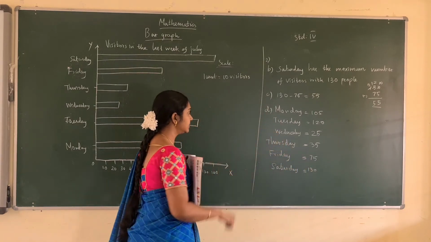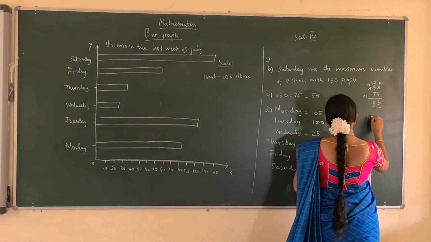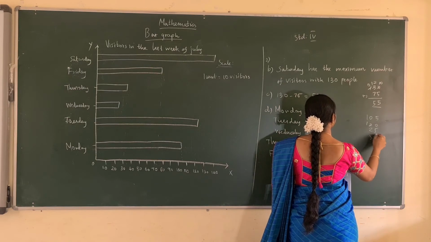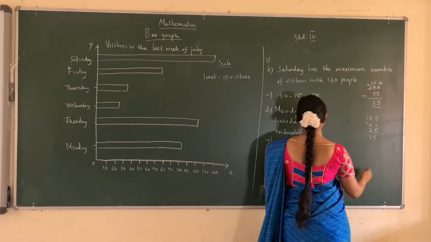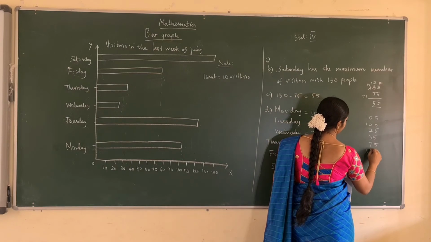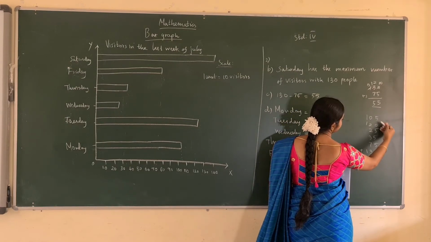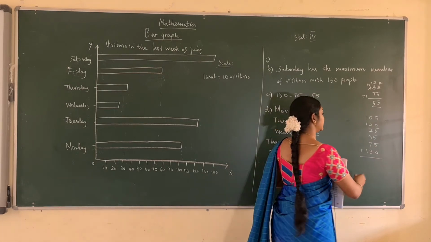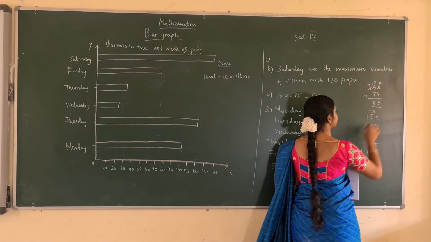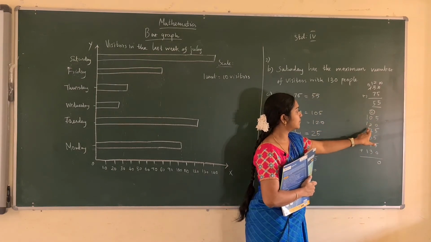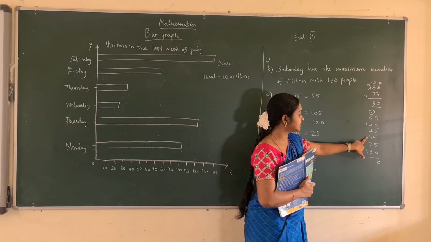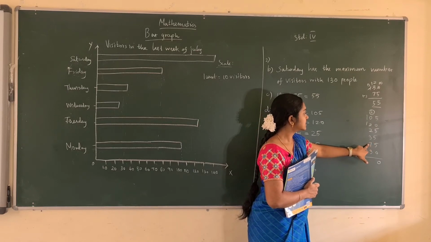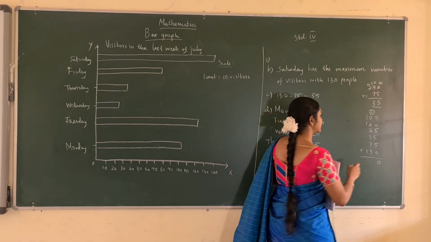So we have to add all these numbers: 105, 120, 25, 35, 75, 130. 5 plus 5 is 10. 10 plus 5 is 15. 15 plus 5 is 20. So write 0 here, 2 is carried to the next place. 2 plus 2 is 4. 4 plus 2 is 6. 6 plus 3 is 9. 9 plus 7 is 16. 16 plus 3 is 19.